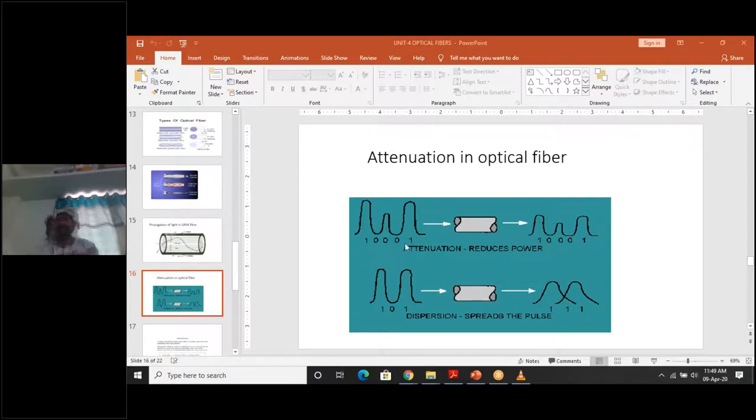So, from this diagram, it is very clear that when the light ray is propagated through the optical fiber, the output power got reduced when compared to input power. This process is called attenuation in optical fiber. In general, the output power in optical fiber is less than the input power. By some process, a certain amount of power gets lost inside the optical fiber. Those are called losses, and that phenomenon is called attenuation in optical fiber.